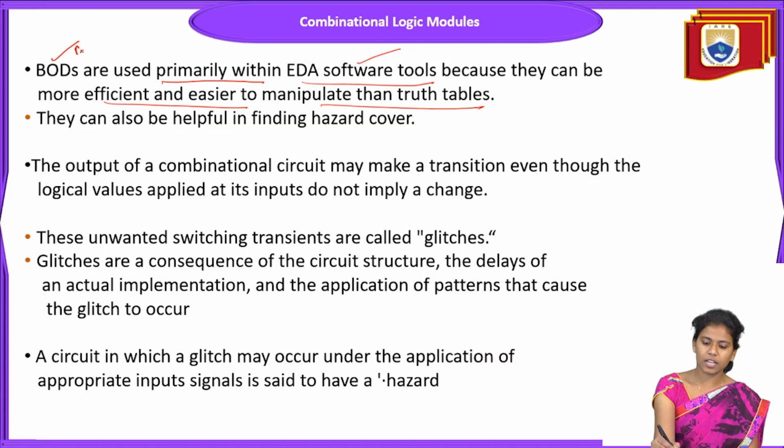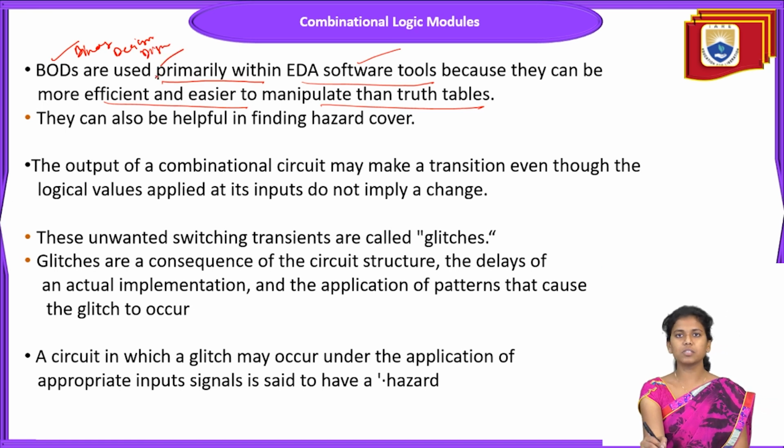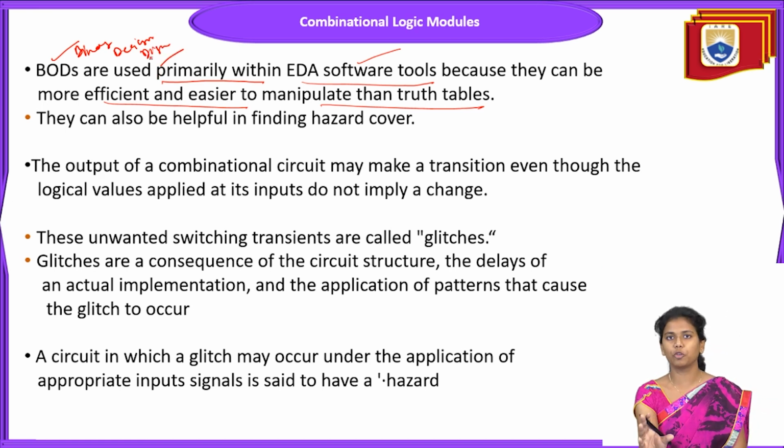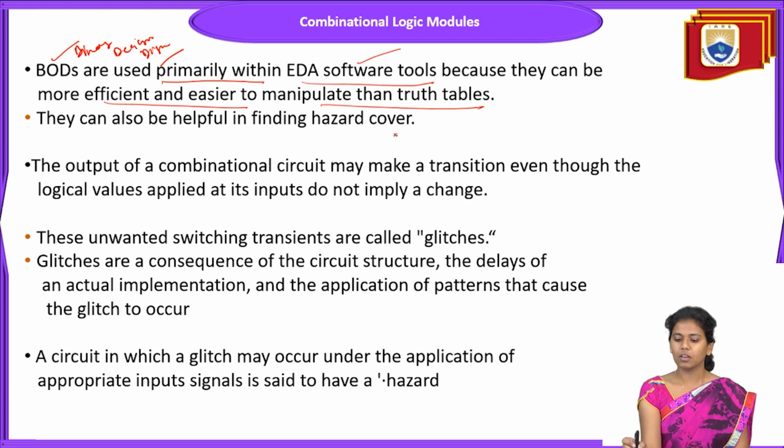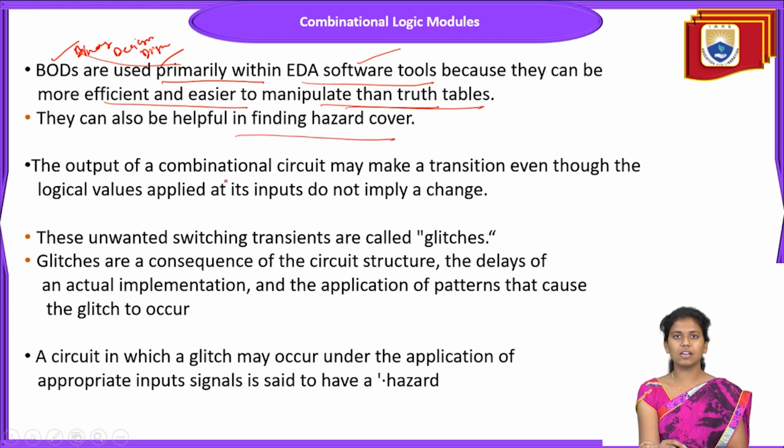Binary decision diagrams are specially used to modify and manipulate the truth tables. Why? In order to get an efficient and effective output, we are using these BDDs. Next, they can also be helpful in finding hazard covers.